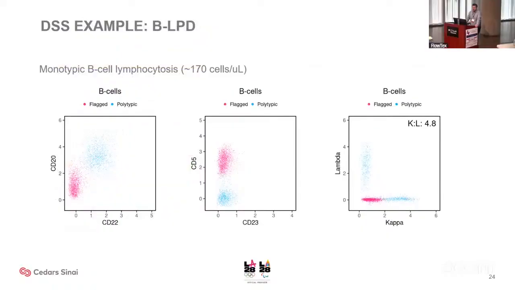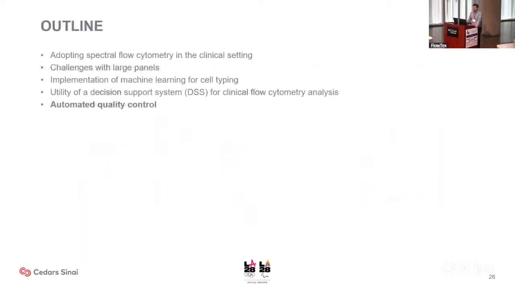So this is just an example. For the sake of time, I'm not going to go over how we detect monotypic B cell populations, but it's very good at finding low-level monotypic B cell populations in a background of polytypic B cells based on how the actual clustering works. And you can see in this case, the pink population is what it's flagging as being abnormal. And then the blue are the polytypic backgrounds.